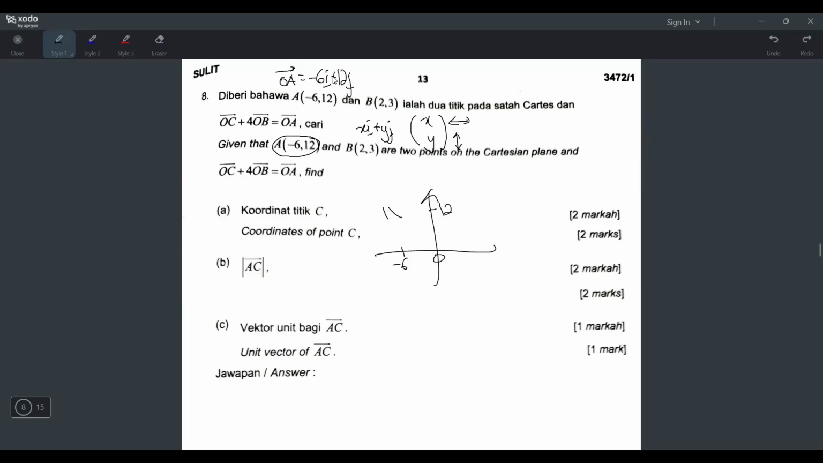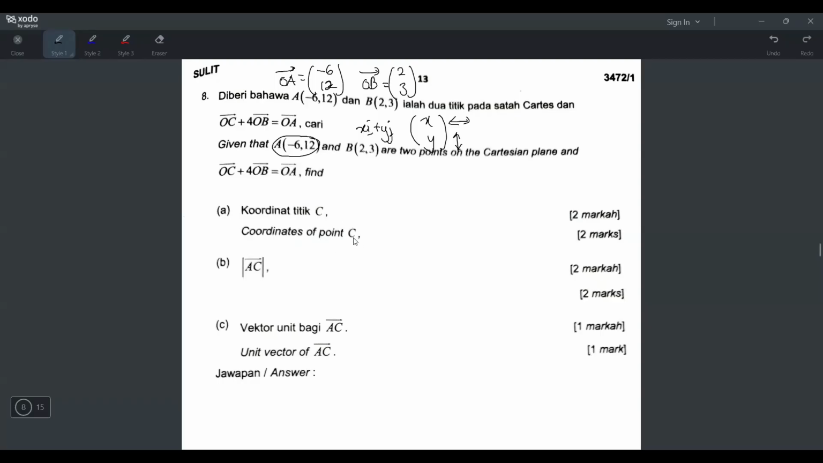But let me change the way I write. I will write using bracket. So instead of writing like this, I'll write like a translation like this, (-6, 12). Same with this. If B is (2, 3), it means your vector OB would be 2i plus 3j. And if you write in bracket, it would look like this, right? So now they say OC plus 4OB equals OA, find coordinate of C.